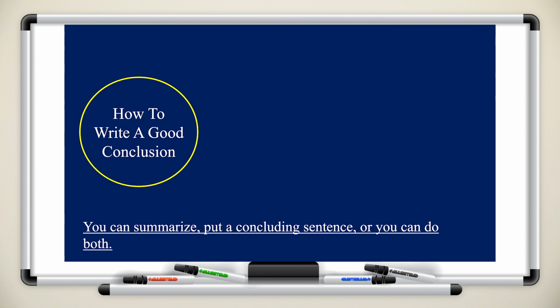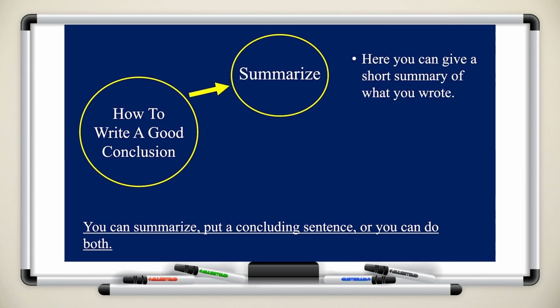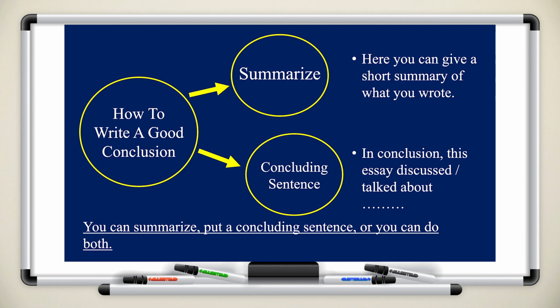For the last part related to the writing, how to write a good conclusion. You can summarize, put a concluding sentence, or you can do both. If you want to summarize, you can give a short summary of what you wrote. When it comes to a concluding sentence, you can say, in conclusion, this essay discussed, and then talk about the topic, or you can say, in this essay, we talked about, and then continue talking about your topic.